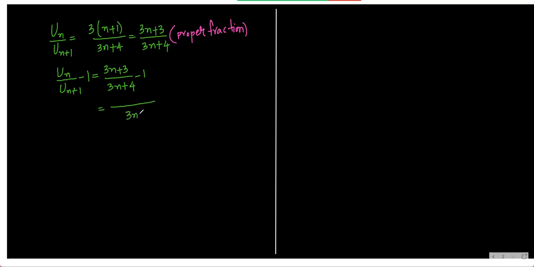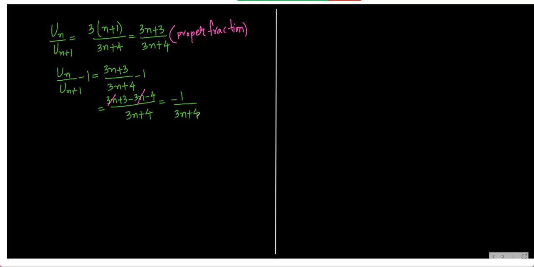3n plus 4 will be the LCM. Here what happened? 3n plus 3. So if you multiply with minus sign, it will become 3n minus 4. So what are the terms which are cancelled here? This is 3n, this is minus 3n, cancel. Then what is left? We are left with 3 minus 4 is -1 divided by 3n plus 4.